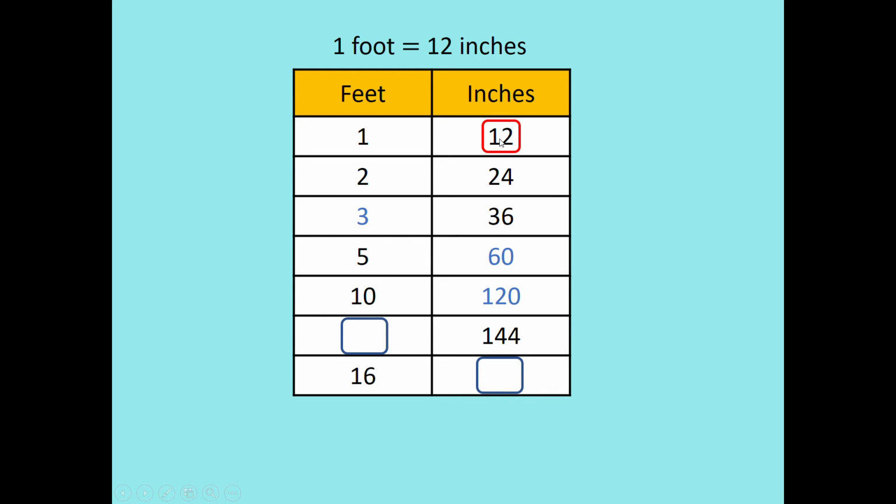Well, how many times does 12 go into 144? Have a think about that. Because 1 needs to go into this number the same amount of times. It goes in 12 times. So to get from 1 to 16, I've multiplied by 16. So I'm going to have to multiply 12 also by 16, which is 192.